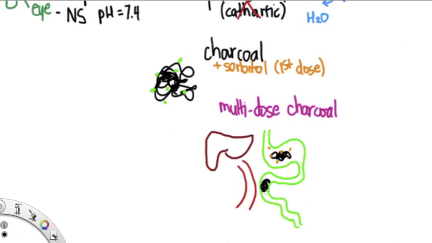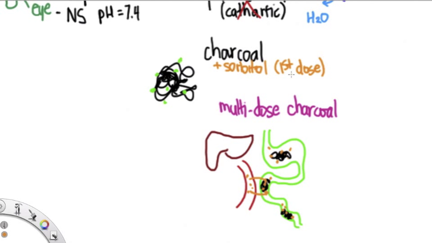Subsequent doses of charcoal are now going to create this gradient, pulling toxin that has already entered the bloodstream back into the gut, where it can be bound again by the charcoal and then again pooped out. And this way, each subsequent dose of the charcoal can act like a gut dialysis and pull the toxin out of the bloodstream back into the GI tract where it can be eliminated.